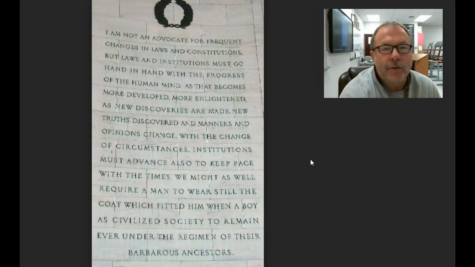At the Jefferson Memorial in Washington, D.C., you can now see this etched in the stone behind his statue. And I like the bottom part of the quote here where it says, "We might as well require a man to wear still the coat which fitted him when a boy, as civilized society to remain ever under the regimen of their barbarous ancestors." And so, what I think Thomas Jefferson is saying here is that as a government, we need to be able to change.